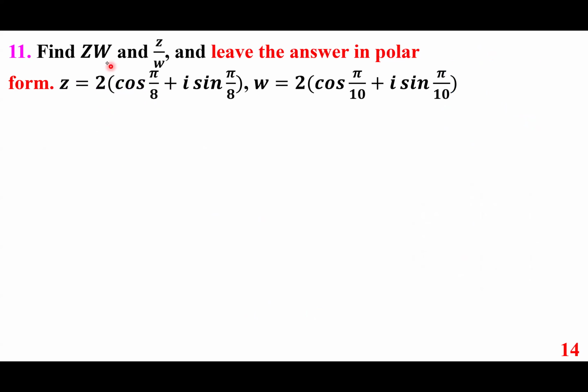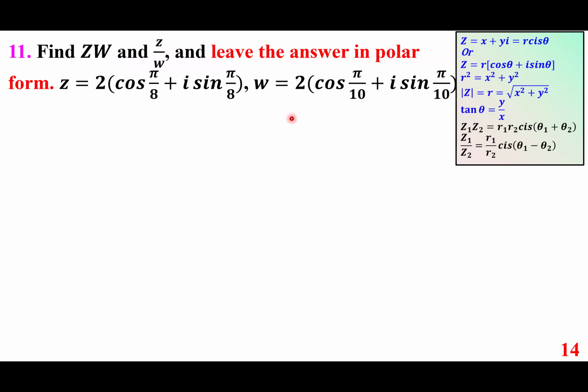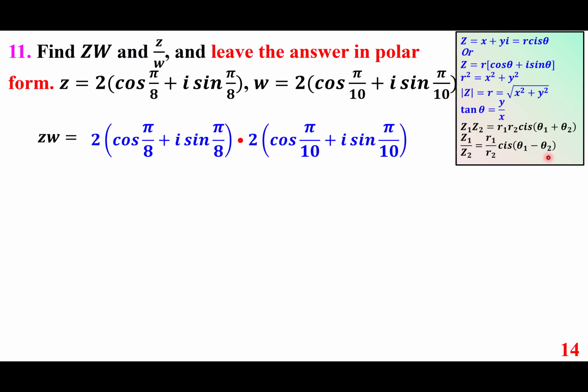We want to find z times w and z over w, and leave the answer in polar format where z and w are given. I want to remind you that when we want to multiply and divide polar numbers, the product z1 z2 is r1 r2 cis theta 1 plus theta 2, add up their arguments. If you're dividing, r1 over r2 cis theta 1 minus theta 2.